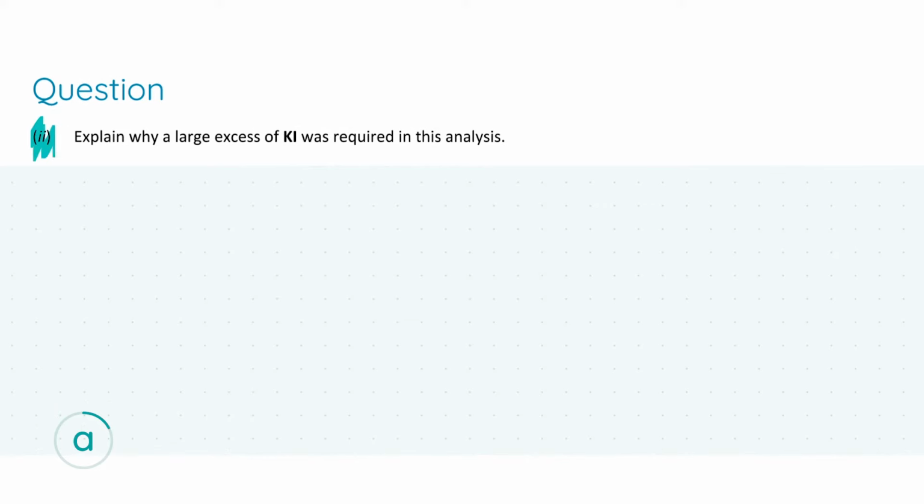Moving on to part 2 here, what we're going to be asked is to explain why a large excess of potassium iodide was required for this analysis. This is actually one of the more complicated questions that you might get asked, and I always struggle to understand this. So what I'm going to do is take you through it nice and slowly to explain how it works and why it's important.